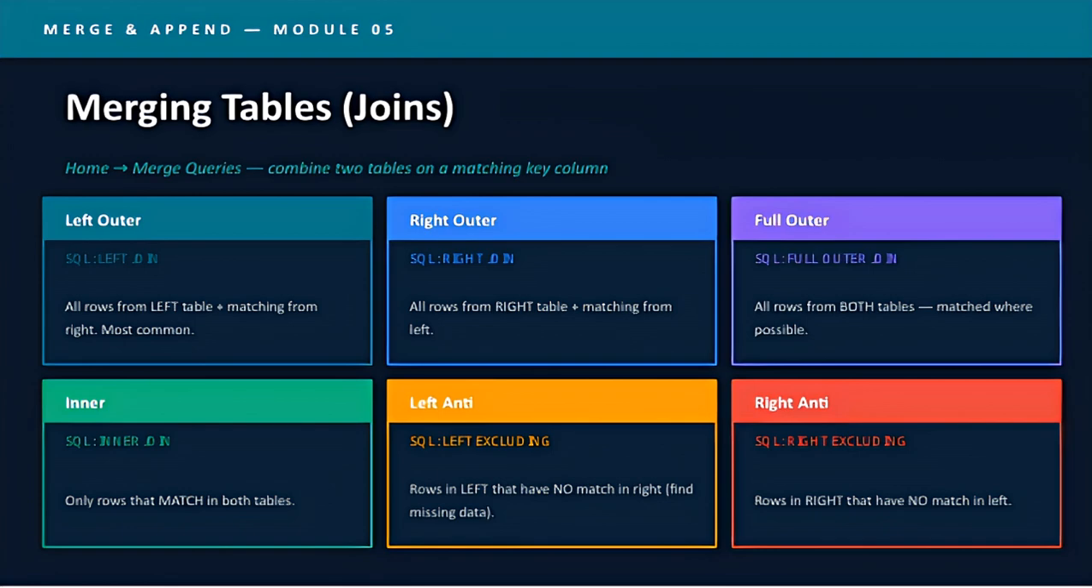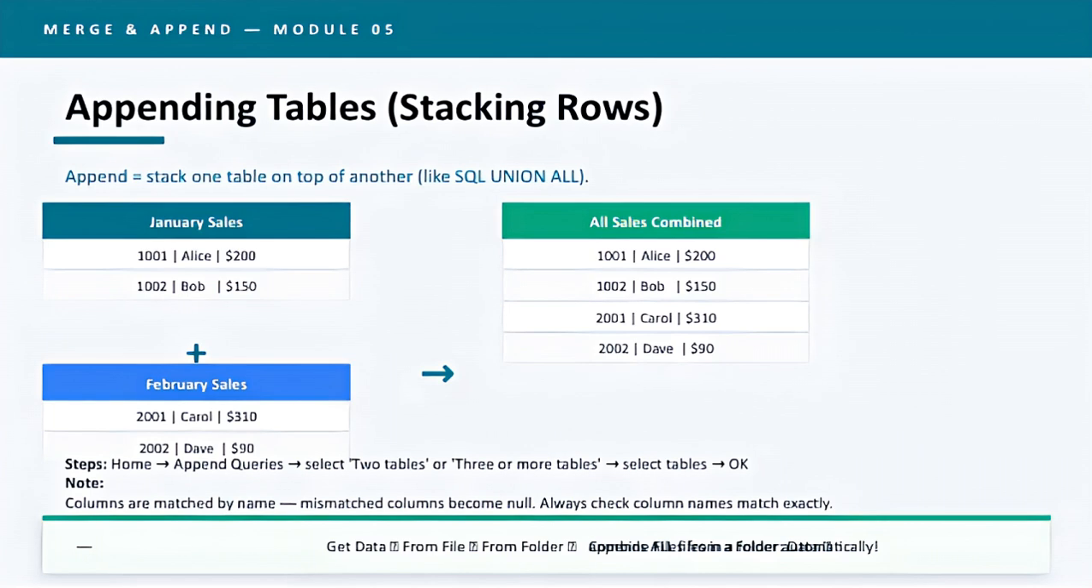First, go to the Home tab, then click on Append Queries. You'll see options to select either 2 tables or 3 or more tables. Choose the appropriate option based on how many tables you want to combine. Next, select the tables you want to append, and then click OK.